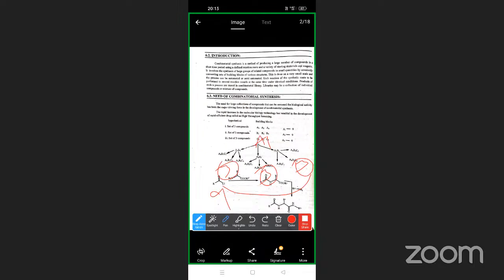Now again you take, so here we were taking A1. Now you take A2 here. To A2 you add B1 here. So what do you get here? A2 B1. Now we add B2 here. Then it becomes A2 B2. Now you add B3, A2 B3 here. So we are getting 1, 2, 3 dipeptides here.